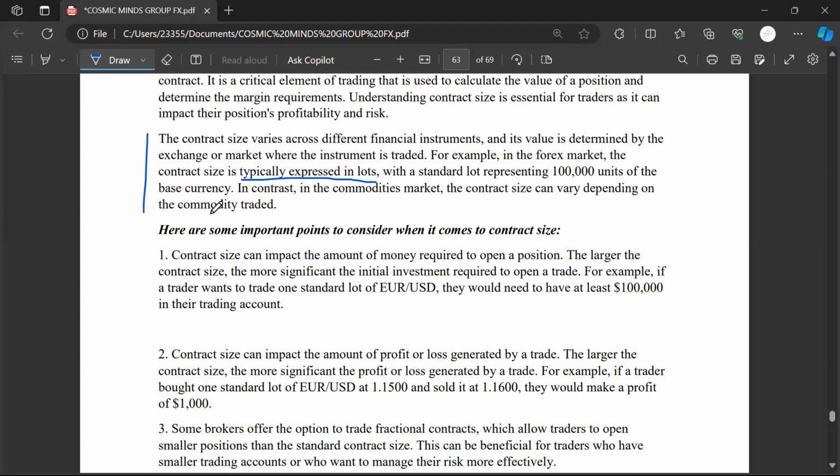Now, the second importance is that contract size impacts the amount of profit or loss generated by a trade.